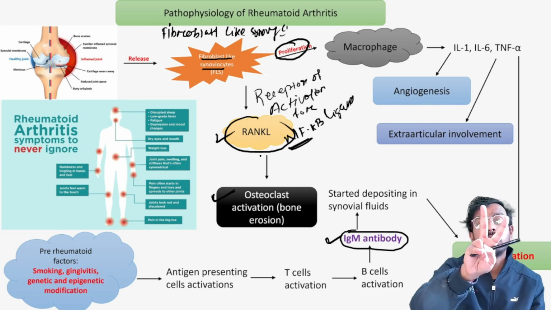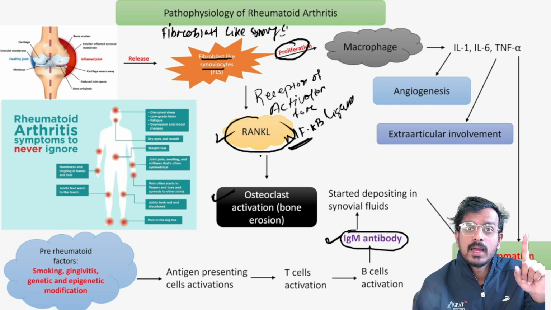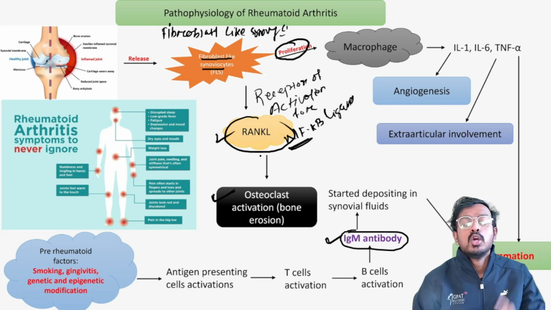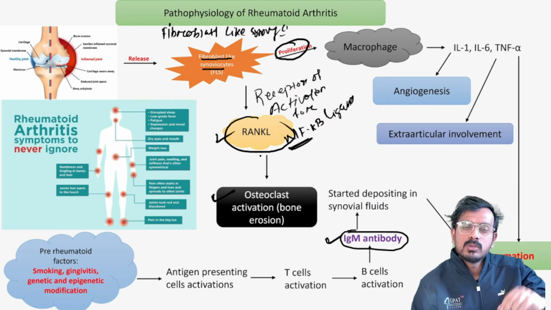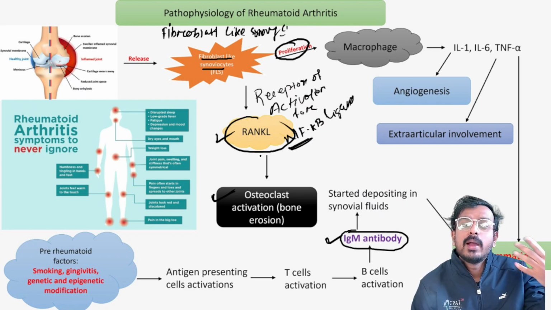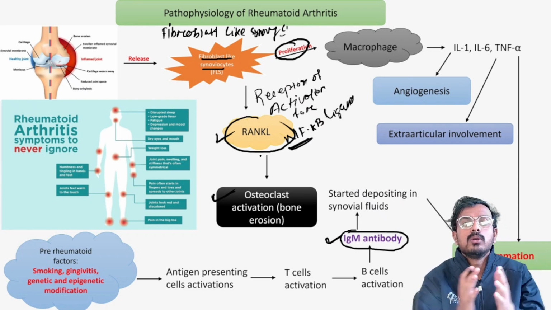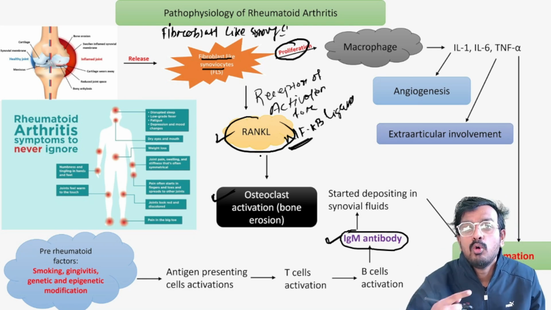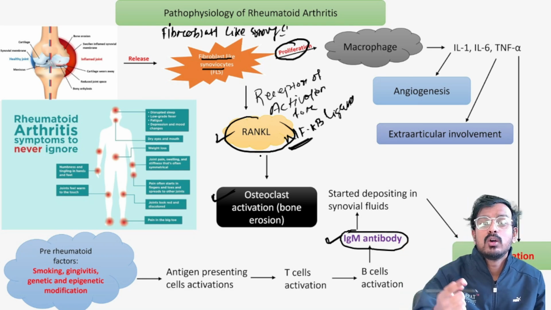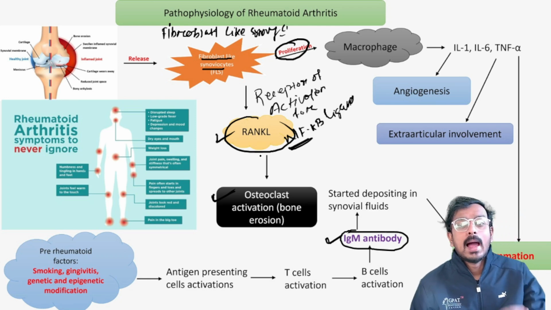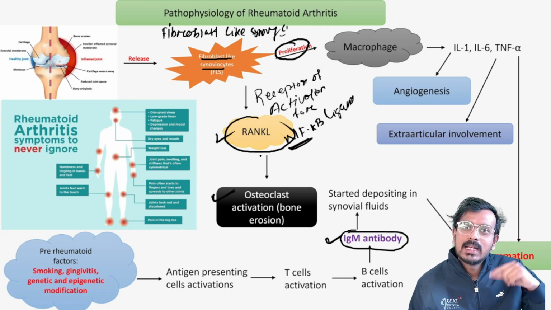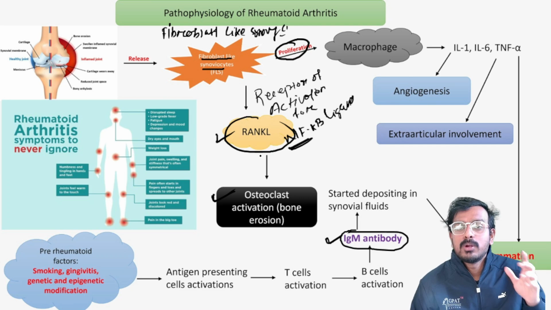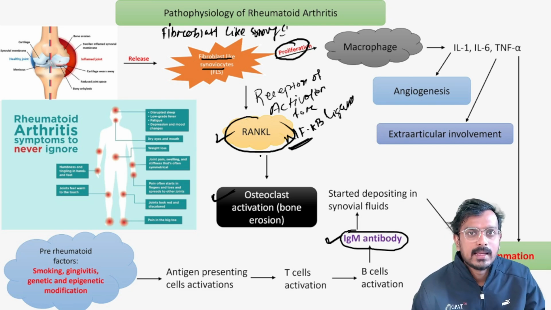There are two types of bone cell: one is your osteoblast, one is your osteoclast. Osteoblast cells are responsible for bone formation. They divide to synthesize and strengthen the bone. Whereas osteoclasts basically cause bone erosion. That means they cause damage to our bone. And these cells are activated by RANKL, receptor activator of NF kappa B ligand.